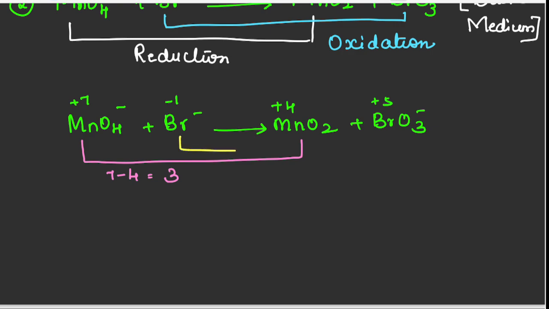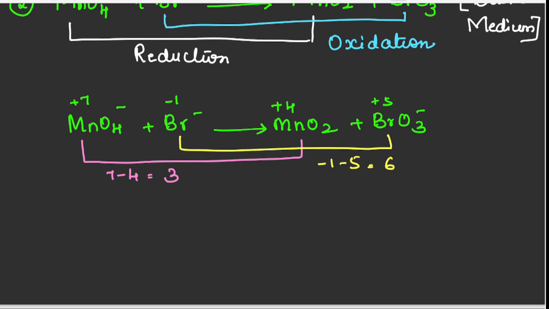In the same way, compare bromine with the bromine. Here the charges are -1 and +5. So subtract it, -1 minus 5. This is equal to 6. So don't take the sign. Here, don't take the minus. You should not take the sign. Take just the number.